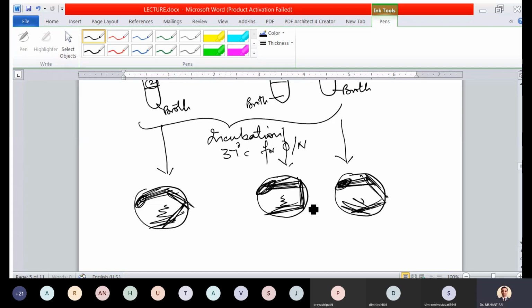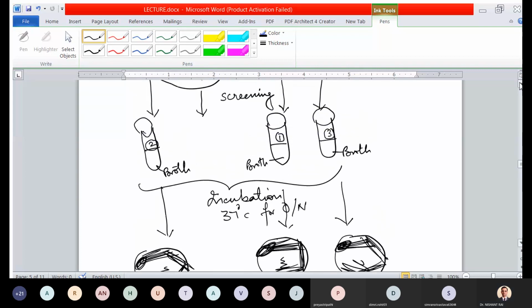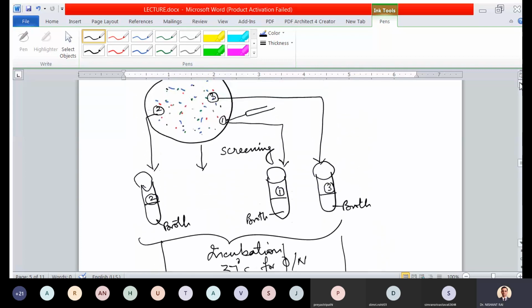so what we are following, the quadrant streaking technique that I taught in the class lecture. If you see it, you will remember. Same method what we are following. Now we have a mixed culture, a plate containing different types of population. Okay, different types of vector population.